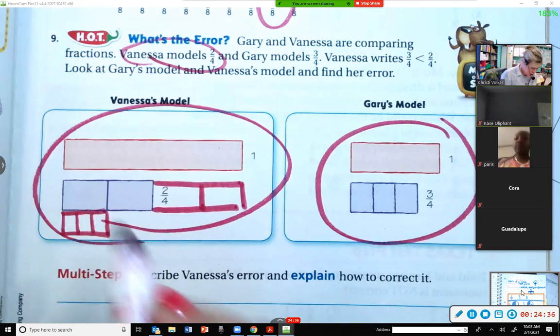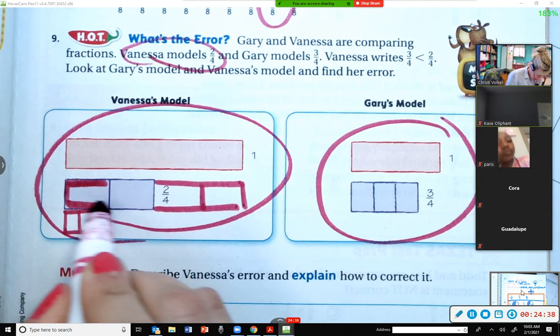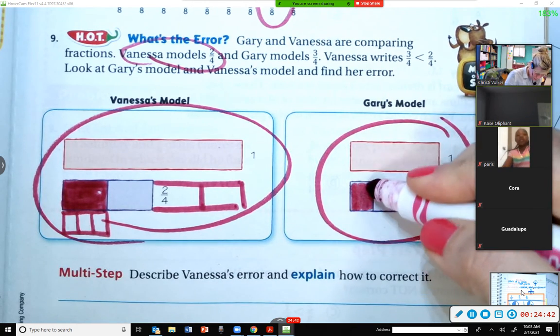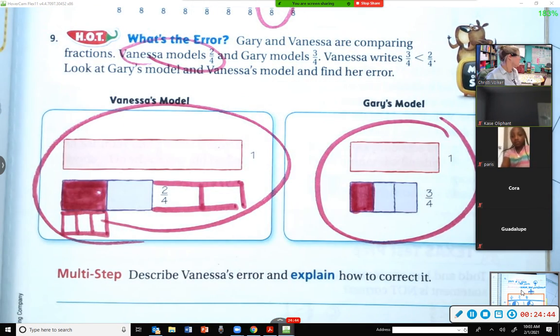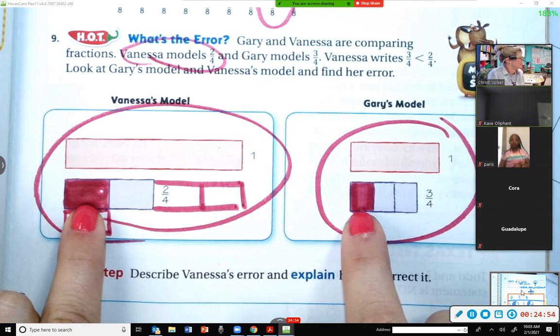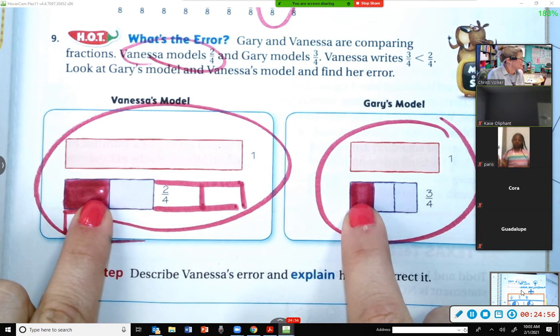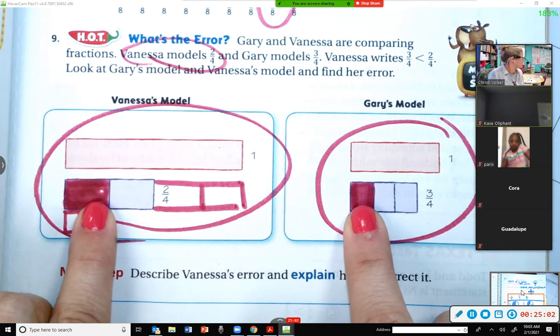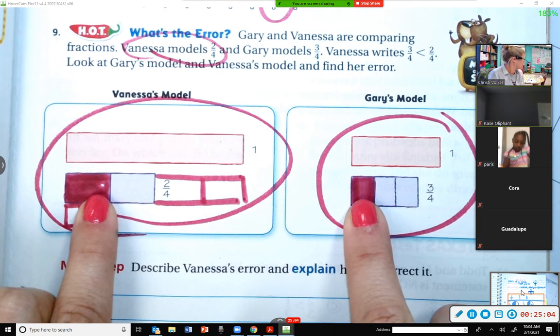Okay? So if I shade in 1/4 right here, does this 1/4 match this 1/4? No. The pieces have to match each other. Okay? If you're talking about fourths, then both of those 1/4 pieces need to be equal. And do these 1/4 pieces that I shaded look equal? No, they don't look equal. So you can't compare them if the pieces are not equal. Does that make sense now?